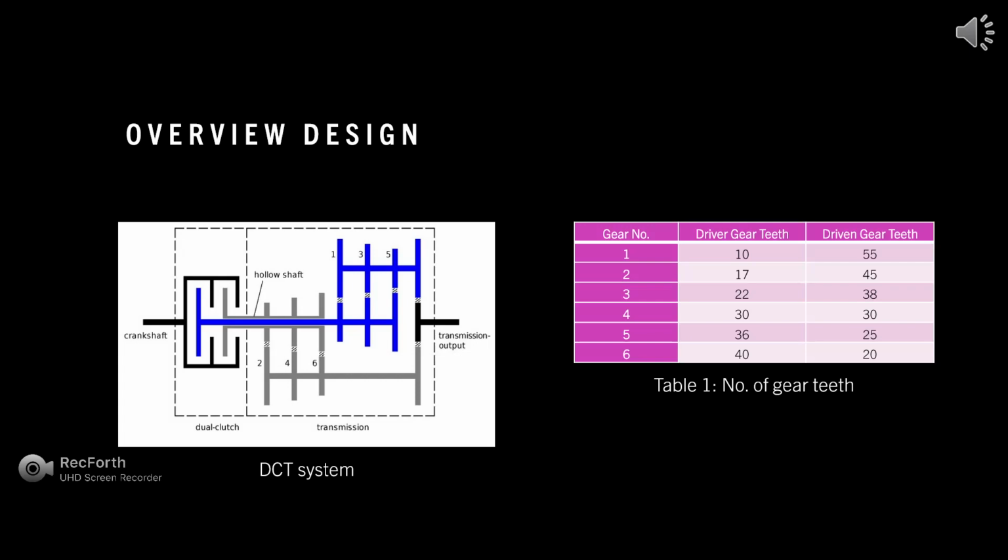And on the fourth gear, the driver gear has 30 teeth and the driven gear has 30 as well. Next, at gear 5, the driver gear has 36 teeth and the driven gear has 25 teeth. And lastly, at the sixth speed, the driver gear has 40 teeth and the driven gear has 20.